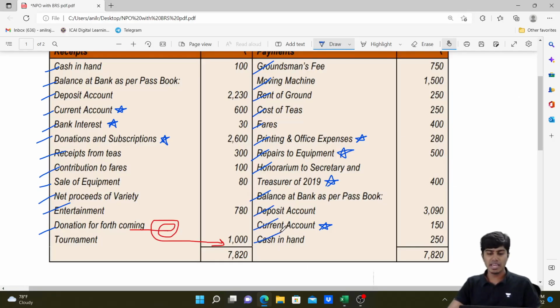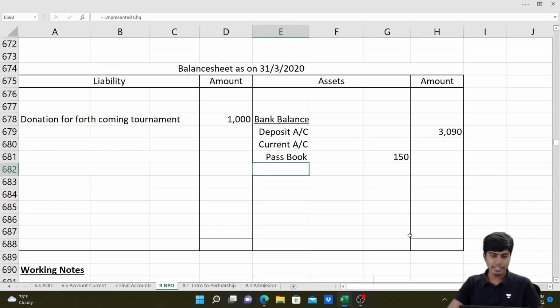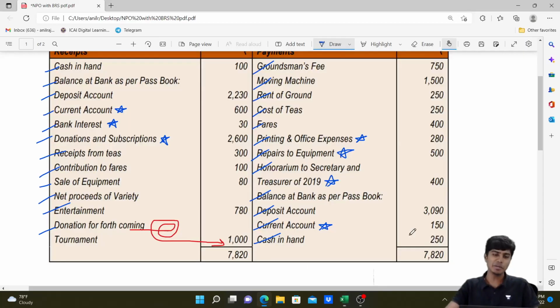And lastly, we have cash in hand of 250. I'll write that cash in hand of 250 also here. It is asset basically, cash in hand. So it will come in the balance sheet asset side. Yay, we're done with receipts and payment.